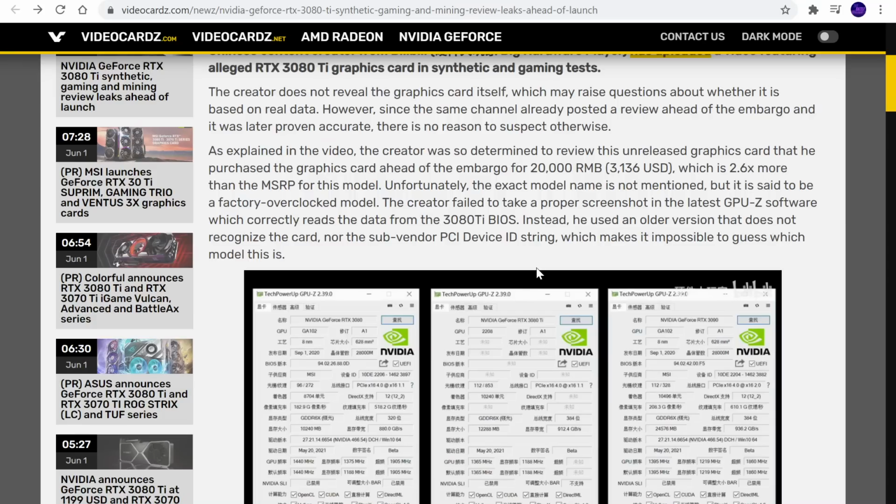Well, supposedly, he just paid an exorbitant amount of money to get the card ahead of time. And that means that he's not locked to the embargo agreement because it wasn't given to him as a review sample. Somehow he got his hands on the press released driver for the thing.